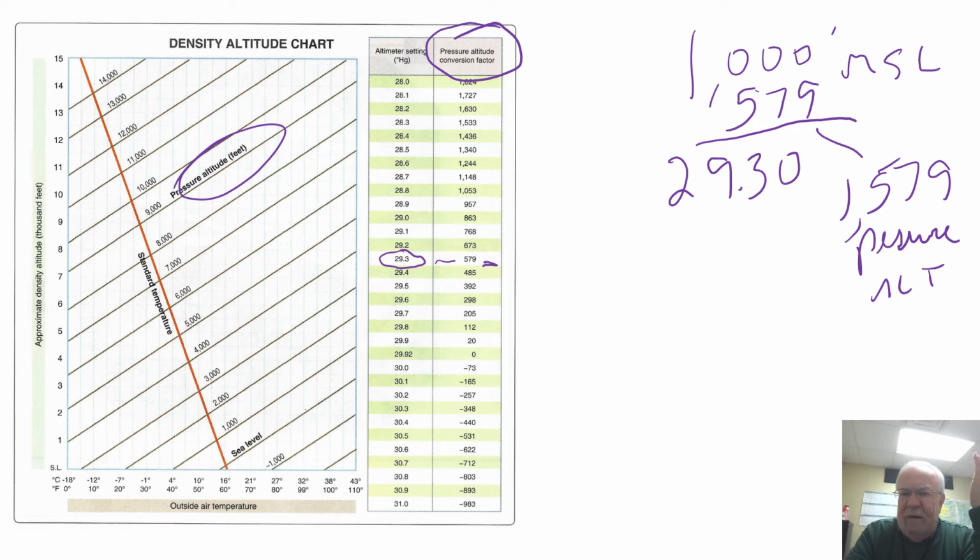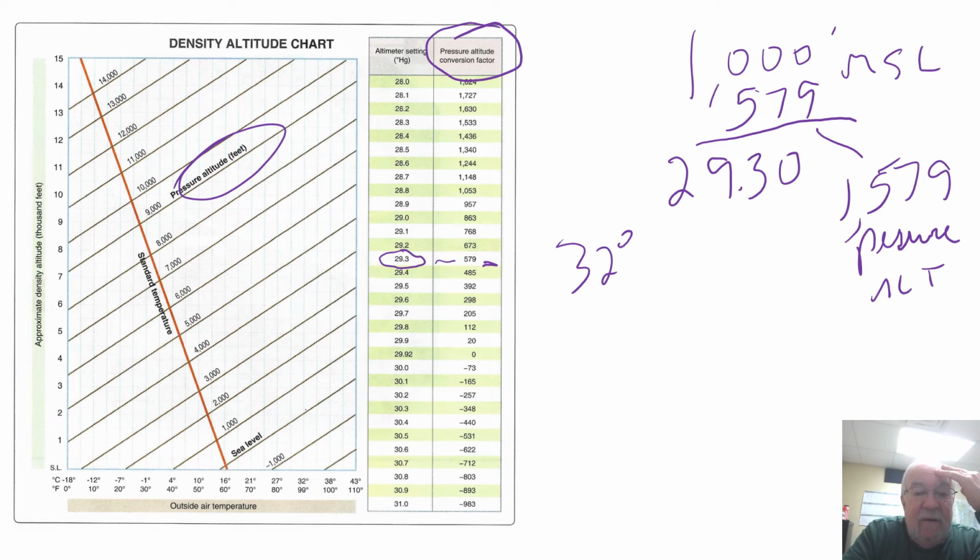So now we go check the weather report, find out what the temperature is, and say, oh, let's just say it's still 32 degrees. Very hot day, of course. 32 degrees is 90 degrees Fahrenheit, but that happens. And this is a typical scenario where people get in trouble when it's a very warm day. So the pressure altitude is 1,579 feet. The airplane thinks it's that. You're at an airport at 1,000 feet, but it thinks it's 1,579 feet. But you've got to correct for the temperature.